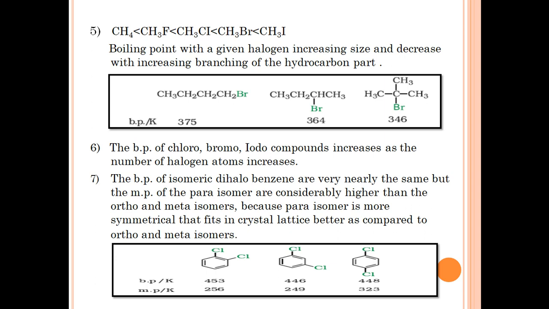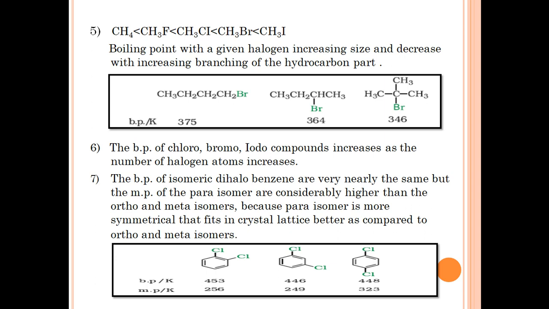2-bromo-2-methylpropane, it has the same 4 carbon atoms. The tert-butyl group is there, then its boiling point is quite low in comparison to the rest of the 2 compounds. Their molecular mass is similar, its boiling point is 346, it is quite low. The boiling point of chloro, bromo, iodo compounds increases as the number of halogen atoms increases.